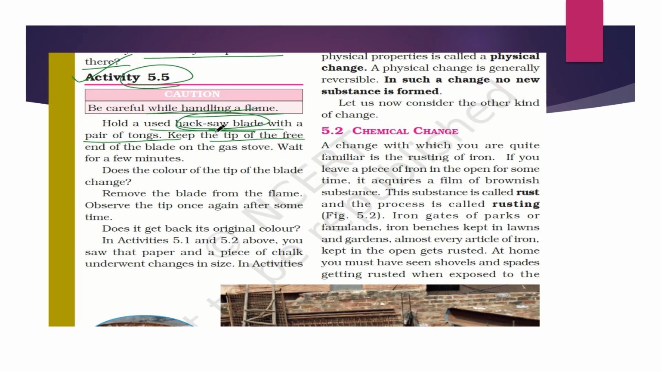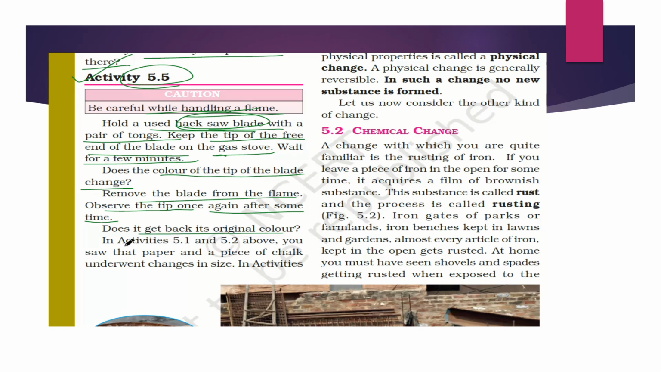Keep the tip of the free end of the blade on a gas stove. Wait for a few minutes. Okay, so you are holding it with a pair of tongs over a flame for a few minutes. Does the color of the tip of this blade change? Remove the blade from the flame. Observe the tip once again after some time. Is it changing color? Because you are holding it on top of the flame for some time. Does it get back its original color?